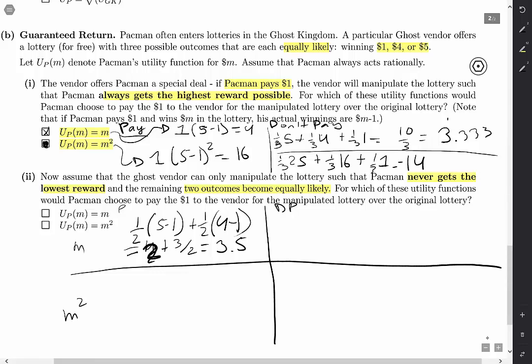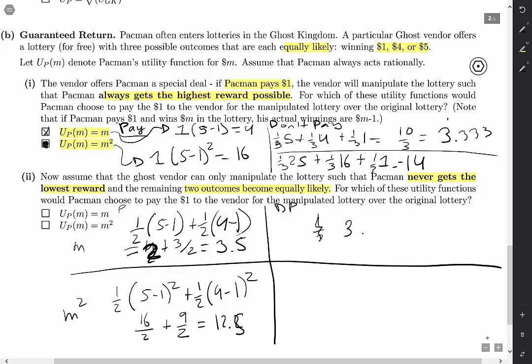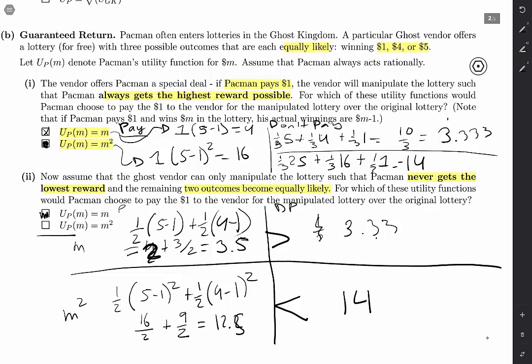And if you have m squared, then you have probability 1/2 times 5 minus 1 squared plus 1/2 times 4 minus 1 squared. So we have 16 over 2 plus 9 over 2, which is 12.5. And if you don't pay, then you just get the same numbers as above, 3.333 and 14. So in this case, 3.5 is greater than 3.333, so m is still willing to pay, but 14 is greater than 12.5, so this one is not willing to pay. If you have a utility function of m squared, the lottery is more exciting than paying for a slightly better lottery.